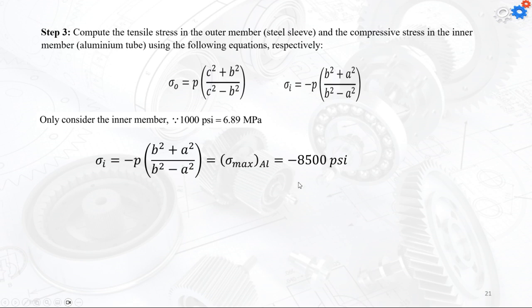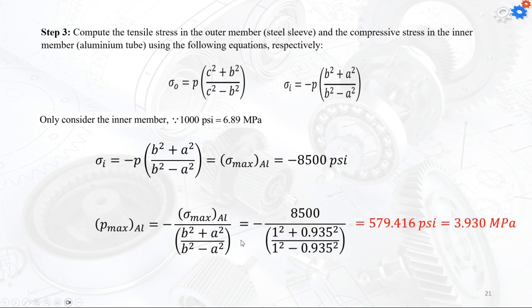So we can rearrange the equation, and we will find the P maximum in terms of the sigma maximum. By solving, we find that the answer is going to be equal to 579.416 psi, which is equal to 3.93 megapascal.